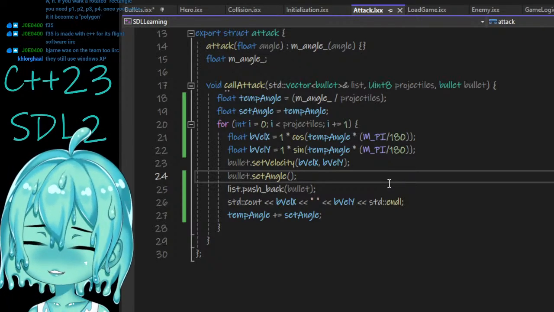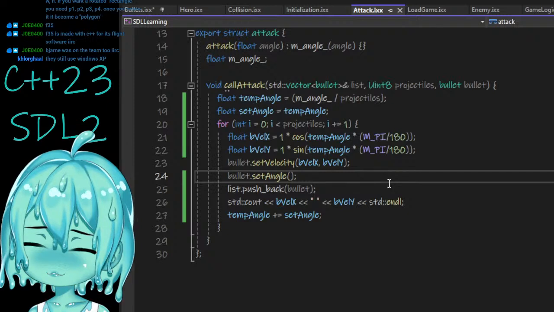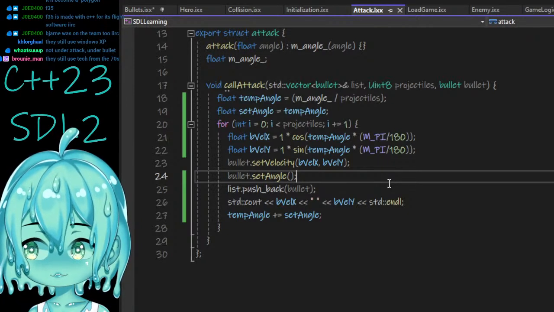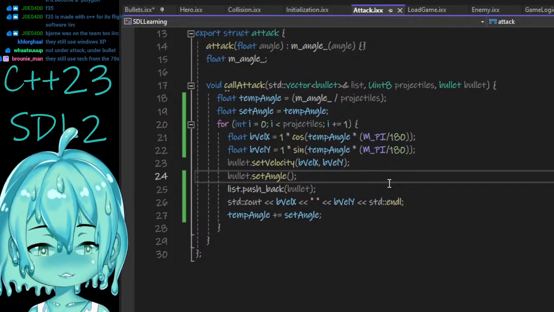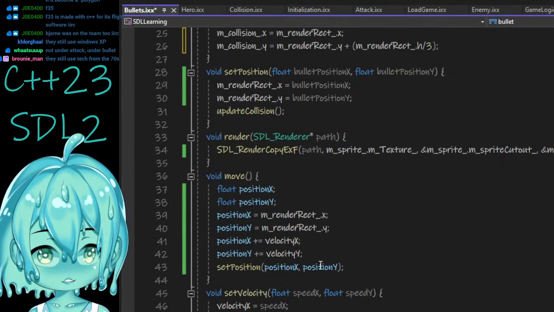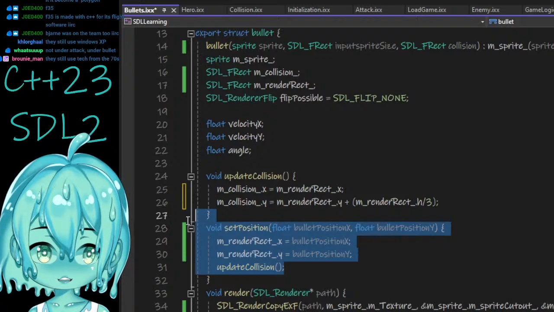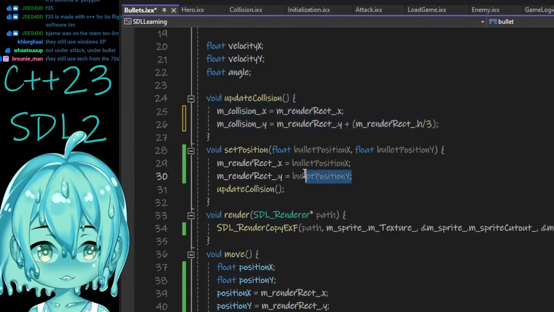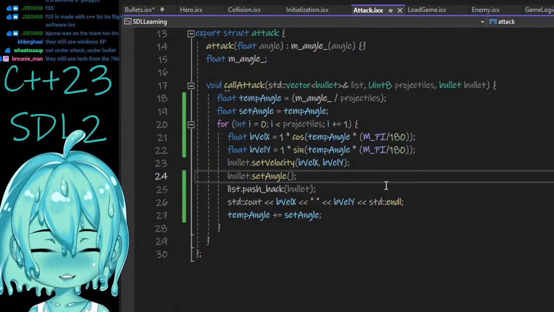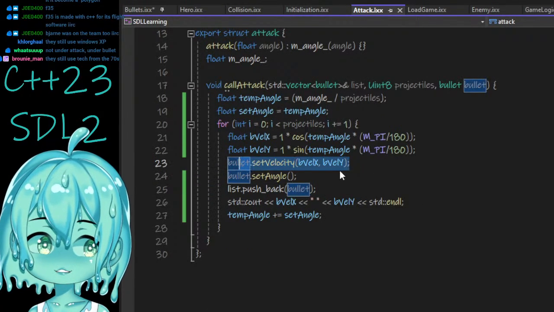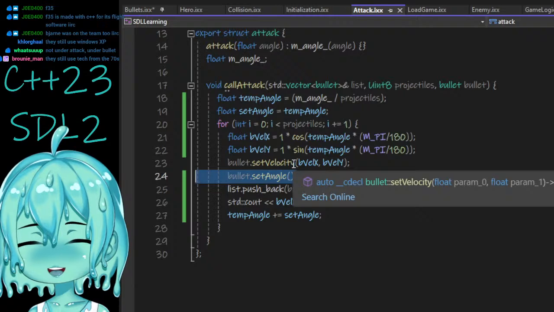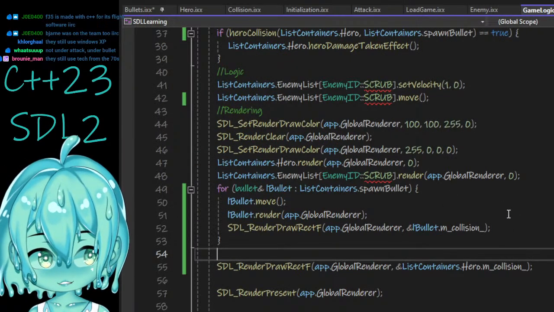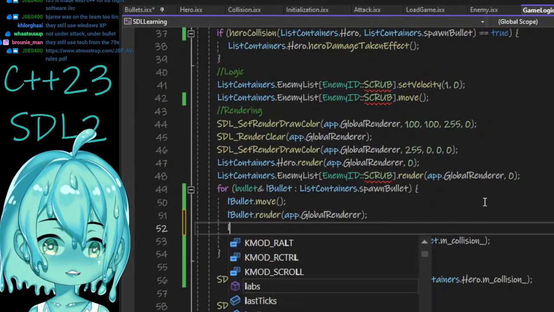Hold on, not polygon. It's a whole separate thing, like, it's part of the object, right? So I guess I can put it in this. What do I do here? Move calls set position, which calls update collision. So the rendered rectangle has nothing to do with the attack here. All this does is set the velocity and the angle of the attack. So under game logic, do we add a separate thing here? Will we have like a bullet?